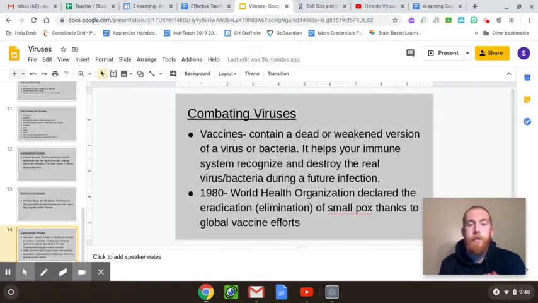And then a really cool fact is that in 1980, the World Health Organization declared that smallpox had been totally eliminated, or eradicated, from the world thanks to global vaccinations. The last person to get smallpox was in 1977, and ever since then, there have been no more natural cases of smallpox. So through these vaccines, we're actually able to eliminate some diseases from affecting people at all.